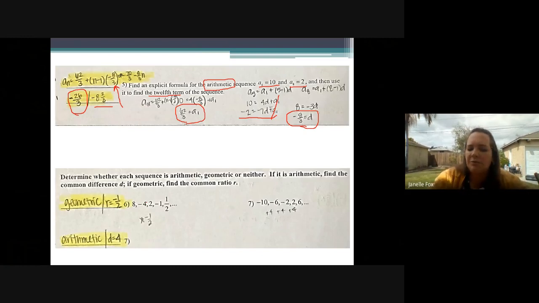It looks like we were multiplying by -1/2 each time. So I said, if you're multiplying by something, that would be geometric. And what am I multiplying by? -1/2. If you thought in your head that you were dividing by -2, that is the correct thinking, but you have to report it in a multiplication format. So that's why it's multiplying by -1/2.